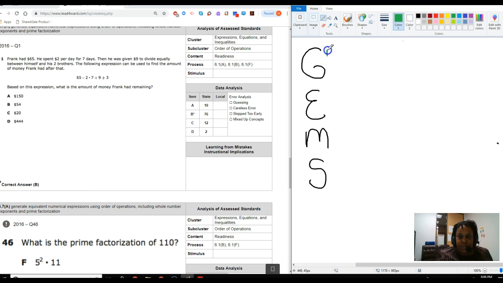G is for groupings. Groupings such as parentheses, brackets, braces, that kind of thing. Okay, you'll see expressions and numbers contained within these. E is for exponents, such as x to the second power, 3 to the third power, stuff like that. Those kind of expressions. M is for multiplication.